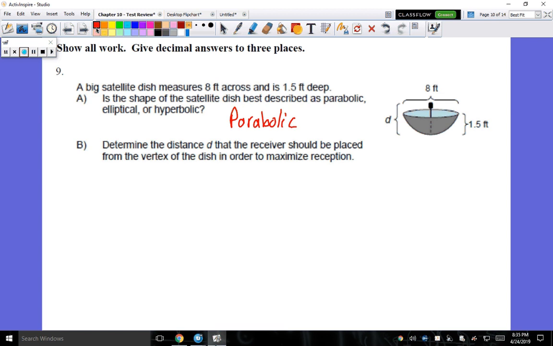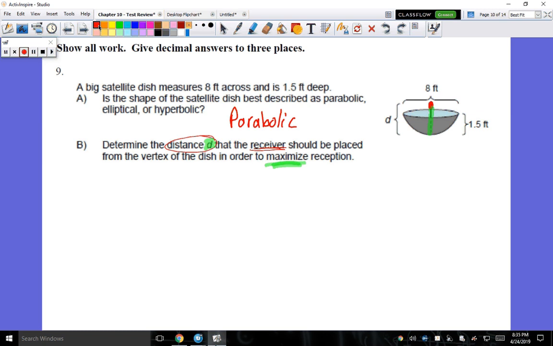We want to determine the distance d that this receiver that we talked about before should be placed from the vertex. So this distance d from the vertex would be this right here. How far should it be in order to maximize reception so that you don't get static, so that you don't get any lag per se in the signal that you're getting through this satellite? We want to make sure that we place it in the most opportune spot.